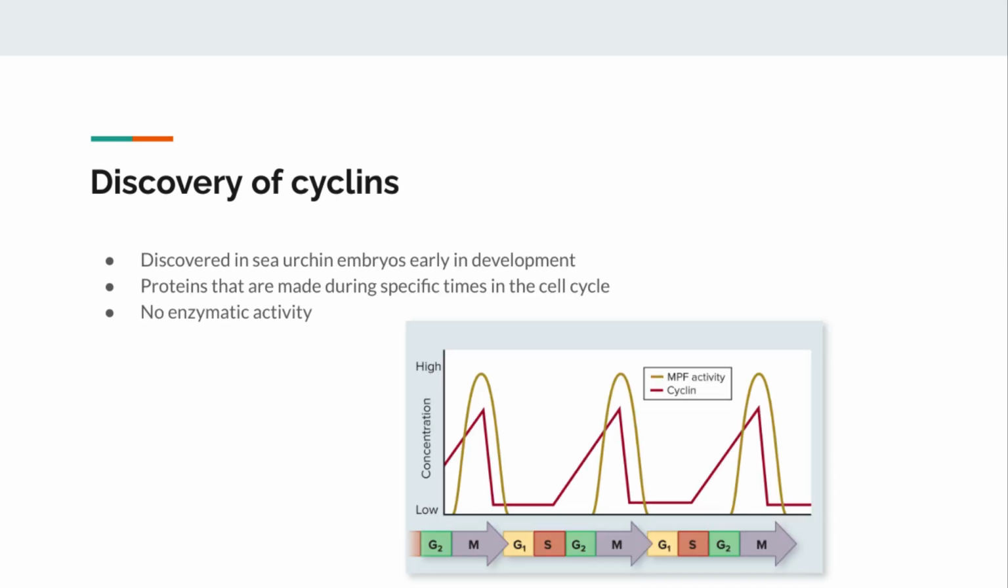The discovery of cyclins was made by studying sea urchin embryos early in their division. Specifically, they discovered proteins that were made along with the cell cycle, with 2 different forms of cyclin reaching peaks at the G1/S stage and the G2/M stage. There is no enzymatic activity in cyclins alone.